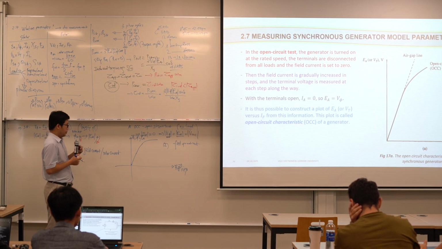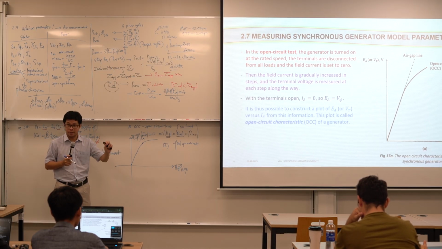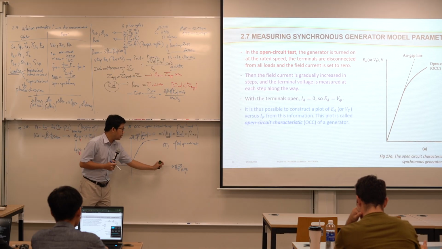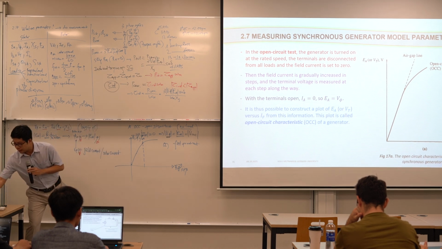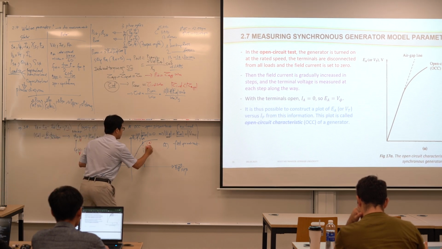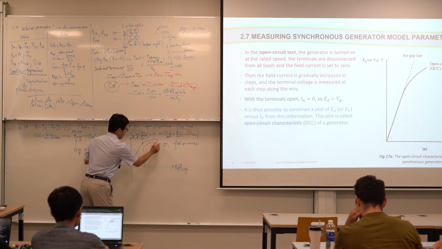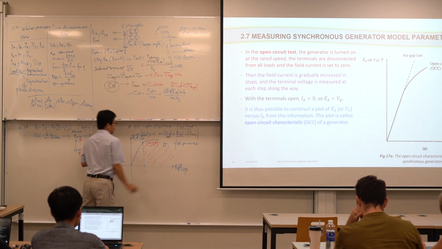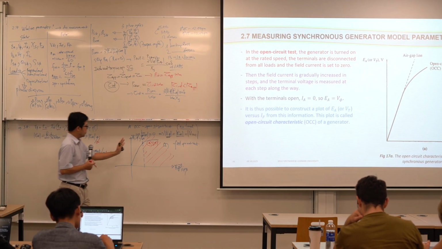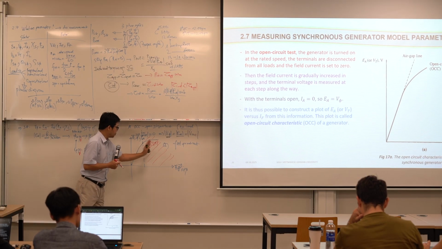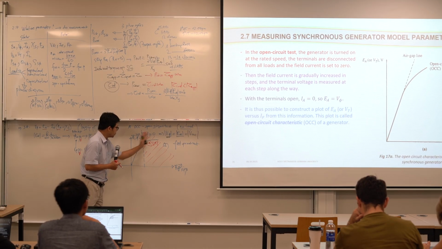But remember that we have the limitation of the magnetic core. If we continue to increase IF, after some time you get the saturation zone. So here, this one is the saturation zone, in this region. So when we operate the synchronous generators, please take into account the saturation zones. We try to avoid the operation of synchronous generator in the saturation zone.